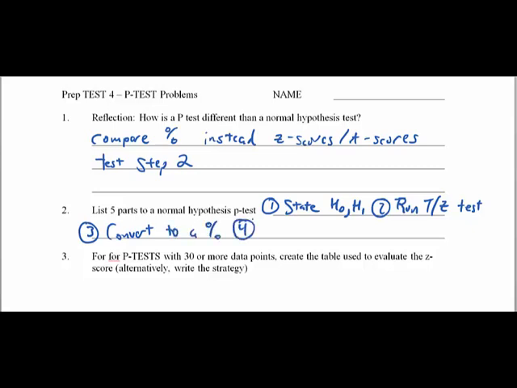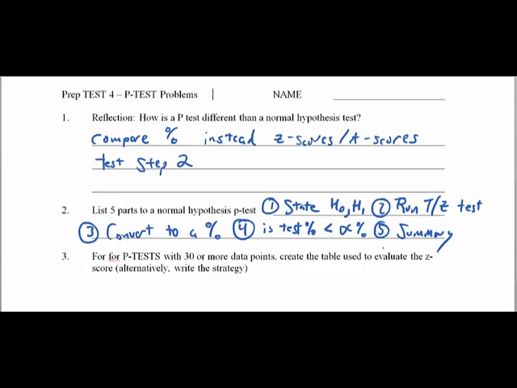And step 4 is then to ask yourself, is the test percentage less than the alpha percentage? If it is, then you're going to reject the null hypothesis. If it's not, then you're not going to reject the null hypothesis. And then step 5 is to write that summary of what you found.